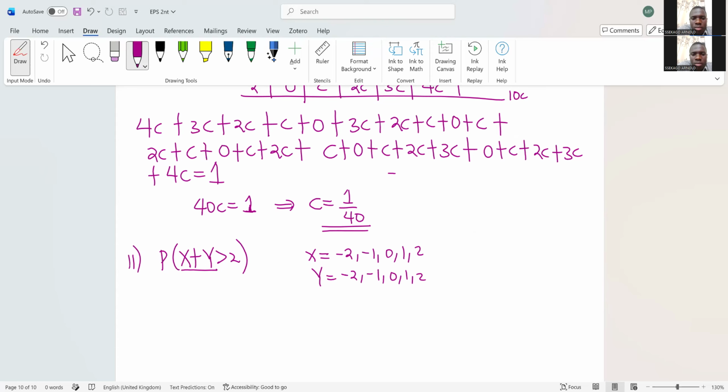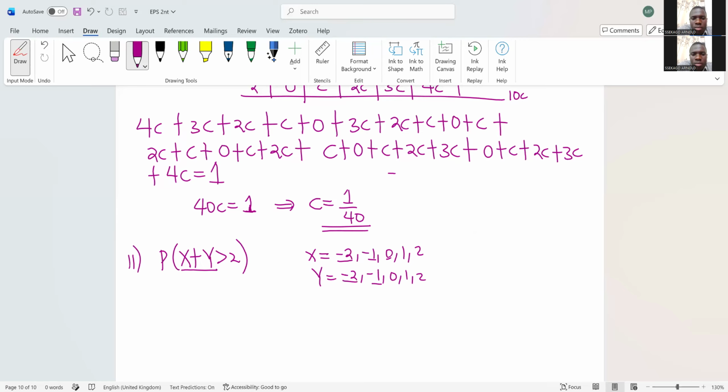For example, if I add -2 plus -2, that is -4. That is not above 2, so that is impossible. -1 and -1, that is -2. Still, it is not above 2. So you see how we treat this. Still, if I consider 0 plus -2, I get -2, which is still not greater than 2. So we only look out for those possibilities where the sum can be above 2.